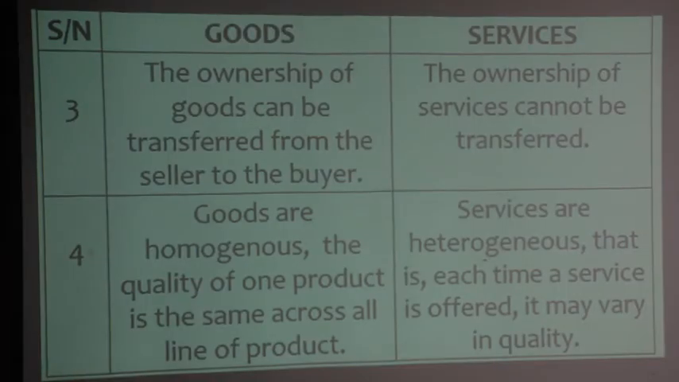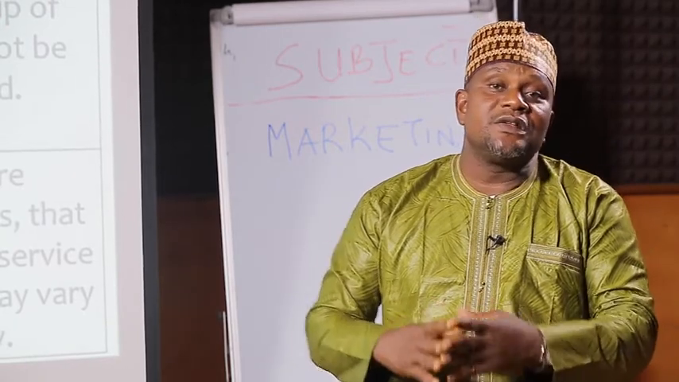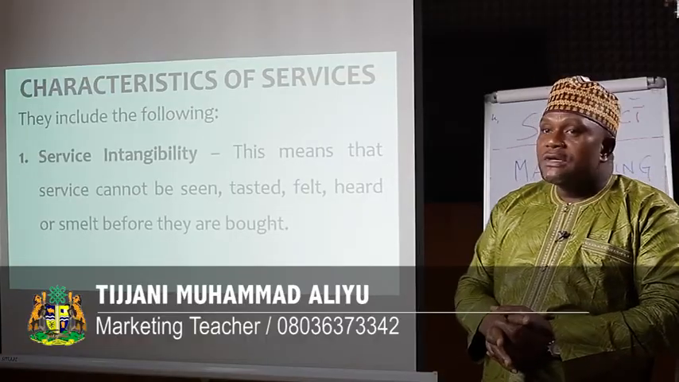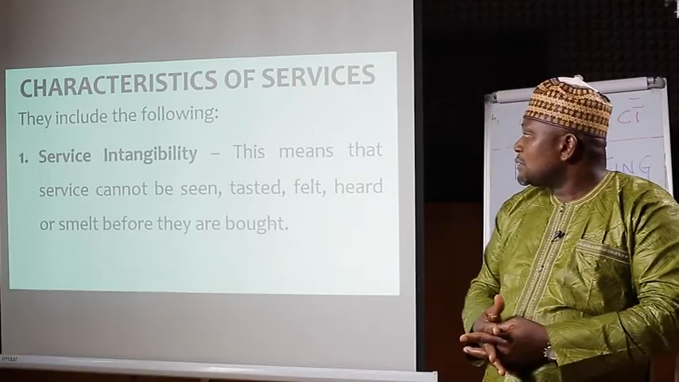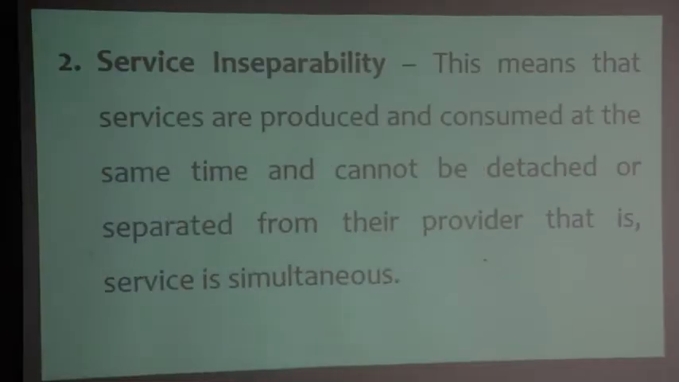Number four, goods are homogeneous in nature, which means they are of the same quality, the same purpose they are used for. While services are heterogeneous, which means it's the price or the service provider that is providing the service that is differentiated from one another. We went on to talk about the characteristics of services, which include service intangibility. We talked about how services cannot be seen, tasted, felt, or heard before they are bought. We talked about service inseparability, where you cannot separate the owner or the provider of the service from the service that is rendered.